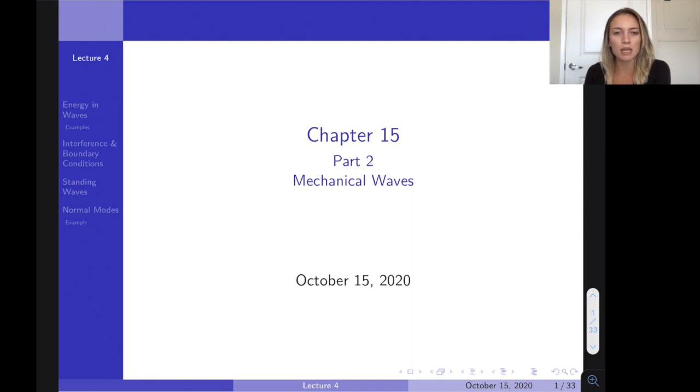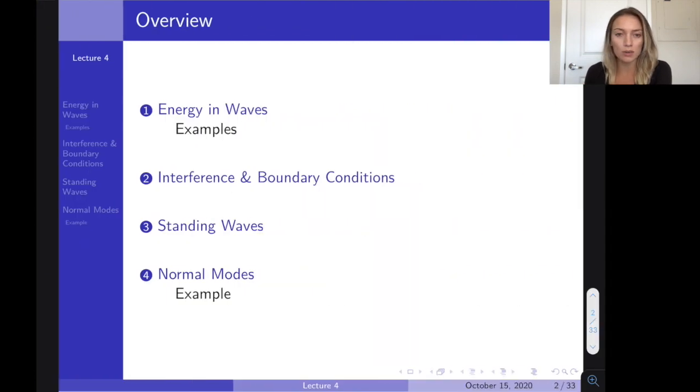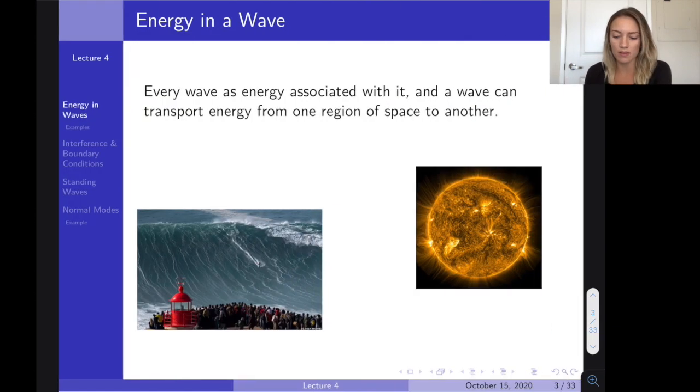All right, today we're going to be finishing up chapter 15. We're going to be looking more at mechanical waves, the energy in mechanical waves, and then what happens when waves meet a boundary and interfere with each other. So the first thing we're going to be doing is looking at energy in waves, as I said.